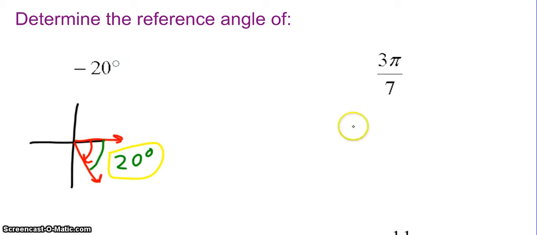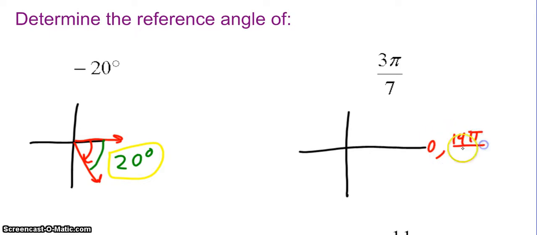What about 3 pi sevenths? Okay, so this might be a little more difficult. Now we're dealing in terms of radians. So approximately where is 3 pi sevenths on our coordinate plane? This is very important now to understand. So this is where we need to be comfortable dealing with fractions in terms of sevenths. This is 0 and 14 pi sevenths.